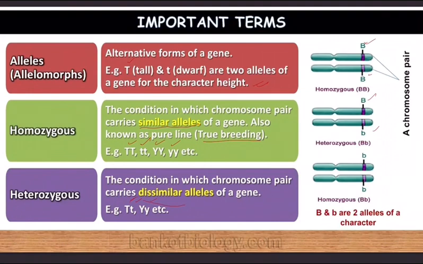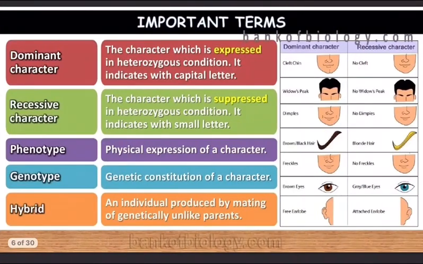Now, it is the organism containing two different alleles, or an individual containing both dominant and recessive genes of an allelic pair. Say dominant is capital T, small t is recessive. So such a condition, if the chromosomes are carrying these genes, then we say heterozygous, dissimilar alleles, capital T and small t, right? You can see the same thing: homozygous condition, heterozygous condition and homozygous. Capital B and small b are two alleles of a character.